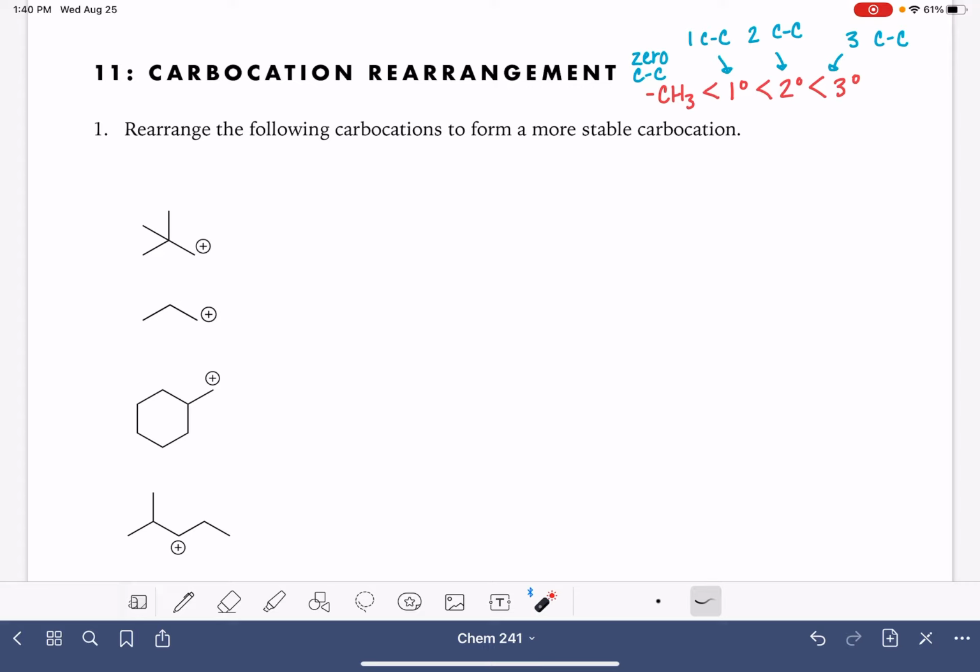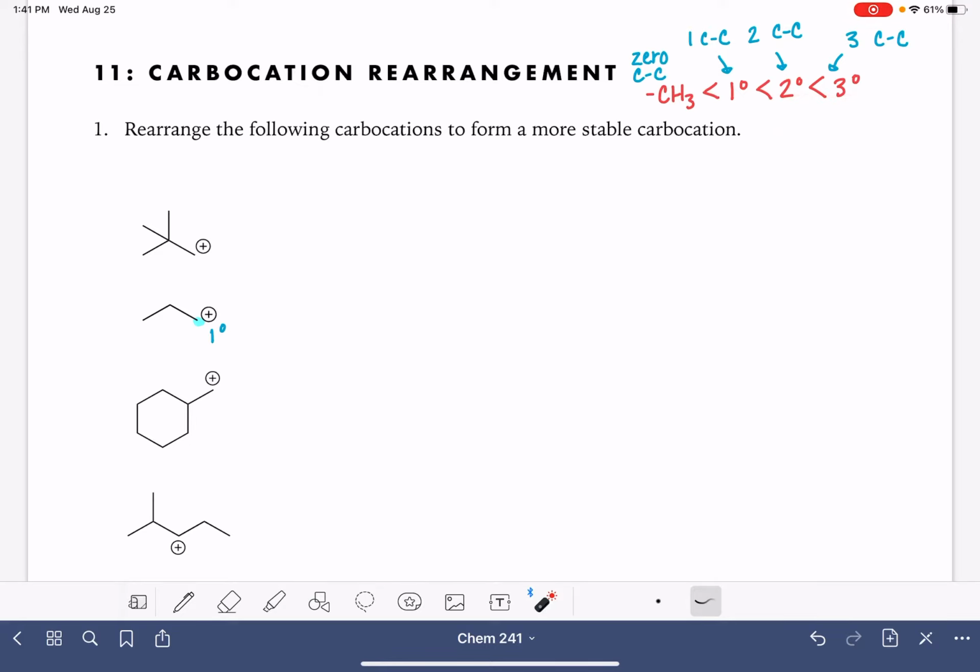When we're looking at carbocation rearrangements, we want to begin by focusing on the carbon atom that currently has the positive charge, which is this guy right here, and we want to classify it as methyl, primary, secondary, tertiary. This carbon has 1 carbon-carbon bond, which means that this guy right here is primary. And so that means our goal is to try to rearrange it to form something that is better than primary. So that would be either secondary or tertiary.